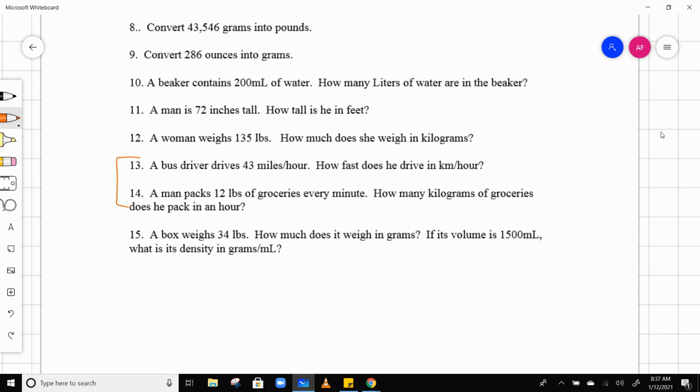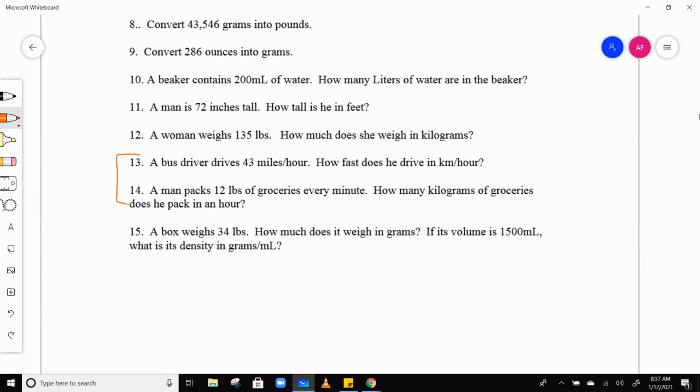So what we have here in number 13, a bus driver drives 43 miles per hour. So 43 miles for every 1 hour. We want to know how fast she drives in kilometers per hour. This one's kind of easy. So this one we're just converting miles.